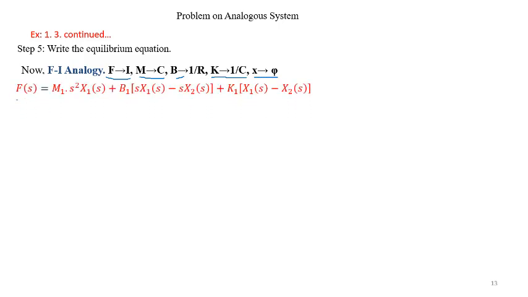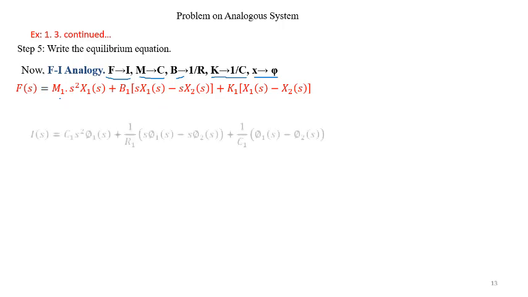So we have the earlier equation, F of s equals M1 s squared X1 of s plus B1 bracket s X1 of s minus s X2 of s, plus K1 bracket X1 of s minus X2 of s. Here F is replaced by I, M1 is replaced by C1, and X1 is replaced by phi of s. Similarly, B1 is replaced by 1 by R1 and K1 is replaced by 1 by C1.